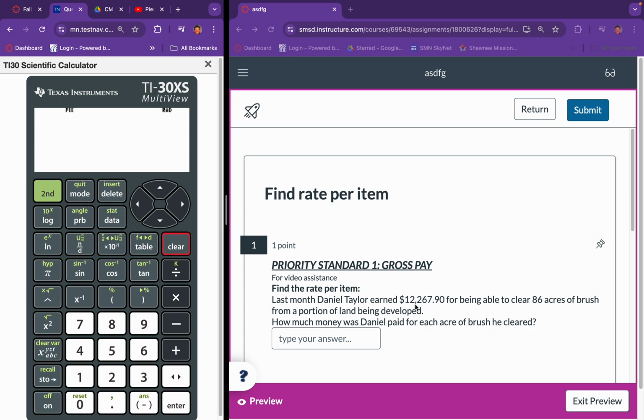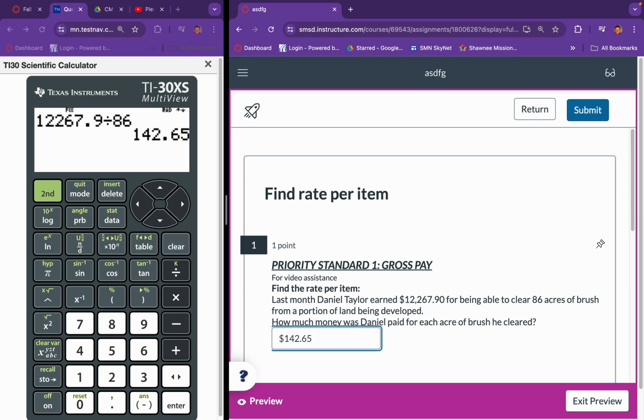So all we're going to do is take the amount of money that Daniel earned. And Daniel earned $12,267.90. And he earned that money by clearing 86 acres of brush. So if we take the amount of money he earned and divide it by how much work he did, then we found out for every acre of brush he was able to clear, he was paid $142.65. So for every acre of brush that Daniel cleared, he made $142.65. He did that with 86 acres of brush, therefore he earned $12,000.